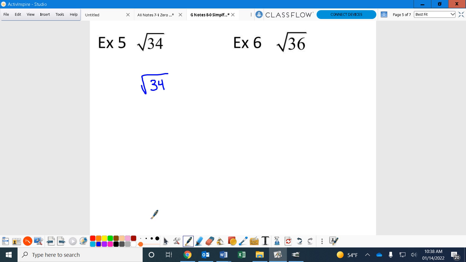Okay. If you can't break down, just put that answer. That is your answer. That's simplest radical form of that number. Oh, the next one's unique too.